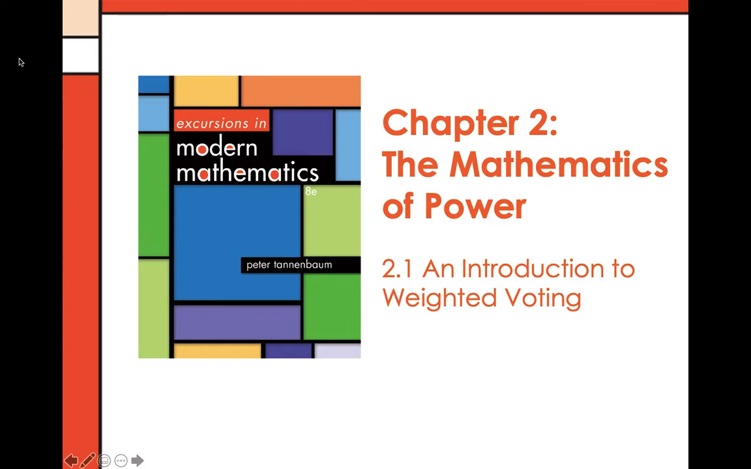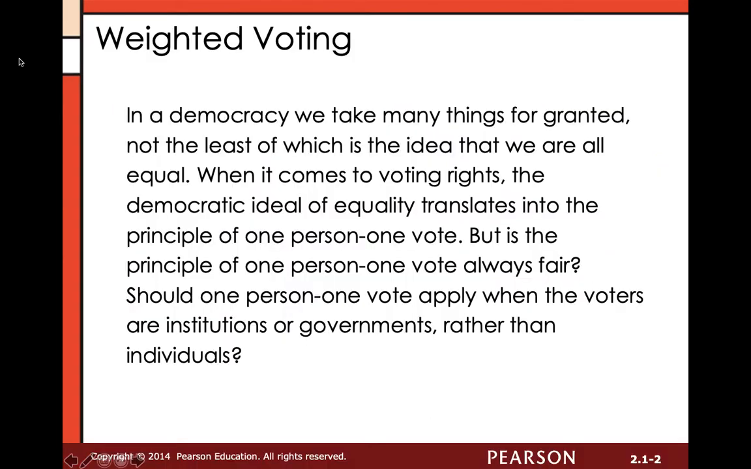So that being said, let's jump into 2.1, which is our introduction to what's called weighted voting. So weighted voting. In a democracy, we take many things for granted, not the least of which is the idea that we think that we're all equal. But when it comes to voting rights, the democratic ideal of equality translates into the principle of what's called one person, one vote. But is that always fair? Should one person, one vote apply when the voters are institutions or governments rather than individuals?